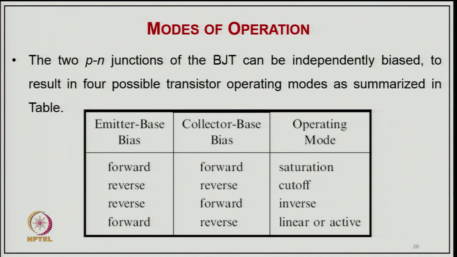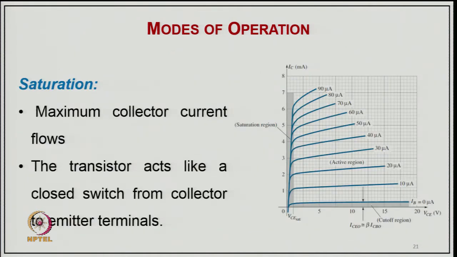But if both the emitter base and collector base junctions are reverse biased, then we call it cutoff. It means the switch is off. Here the switch is on. And if the emitter base is reverse biased and the collector base is forward biased, then it goes into inverse mode. And when the emitter base is forward biased and the collector base is reverse biased, then it becomes the linear or active region, for which we have calculated the current gain also. So these are the modes of operation of this BJT, the 2 p-n junction diodes which we discussed.